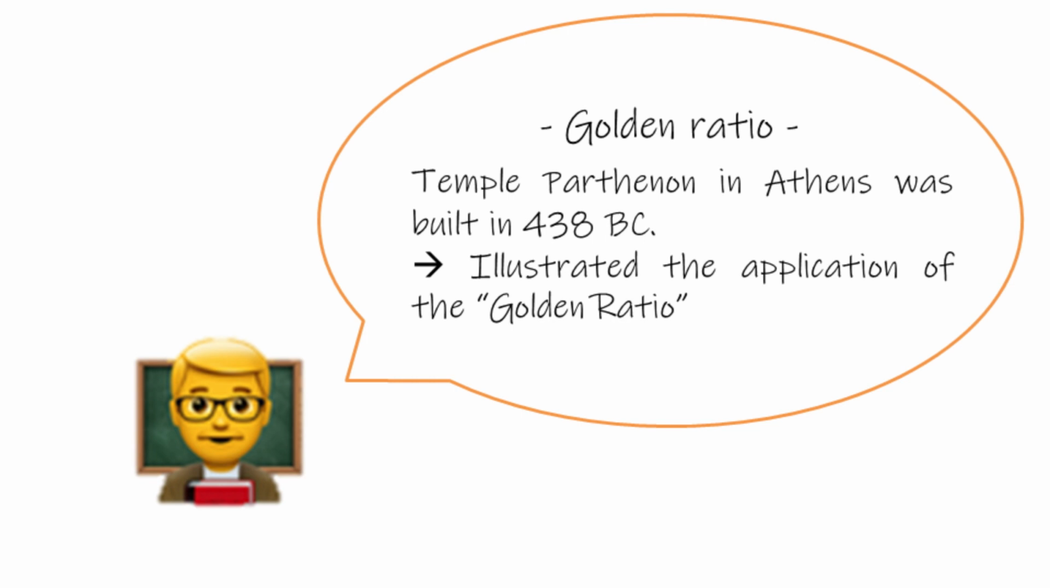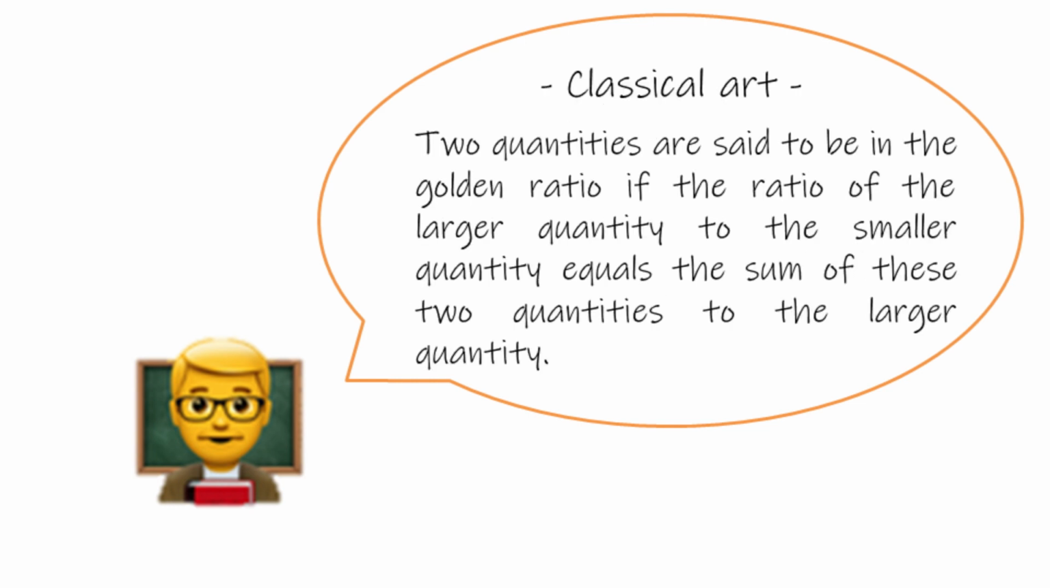In this section, we are going to talk about the applications of ratio. The well-known golden ratio is widely applied in various areas. The Temple Pantheon in Athens, a landmark in Greece, was built in 438 BC. People believe that it illustrated the application of golden ratio in design. Apart from architecture, a lot of classical artworks are also believed to have applied the golden ratio.